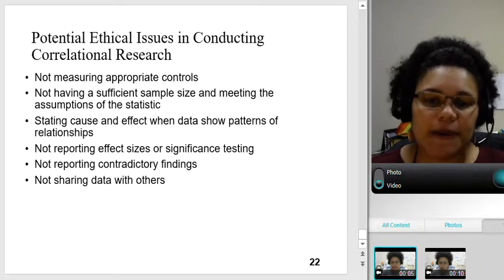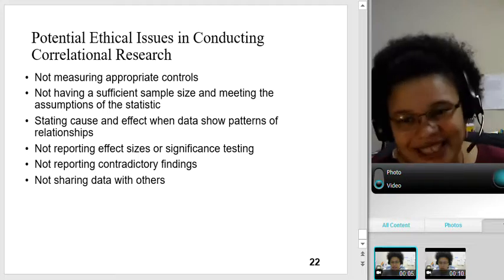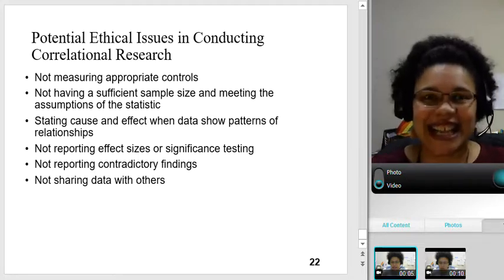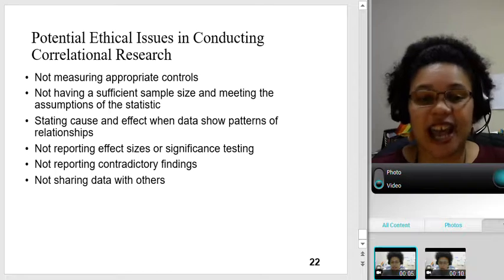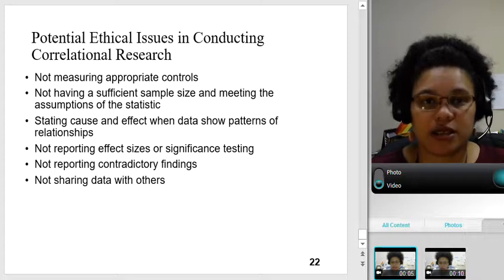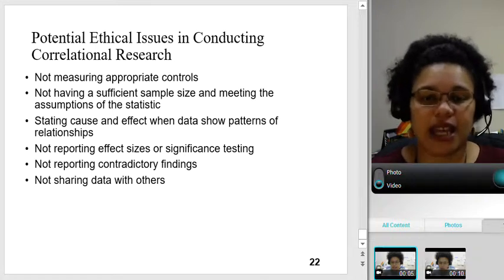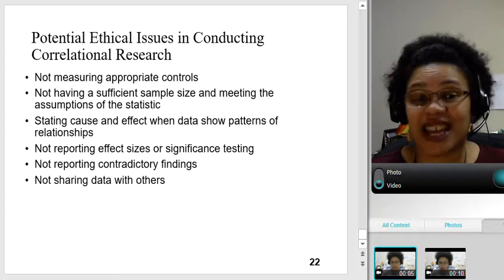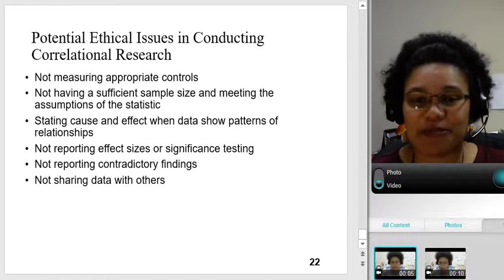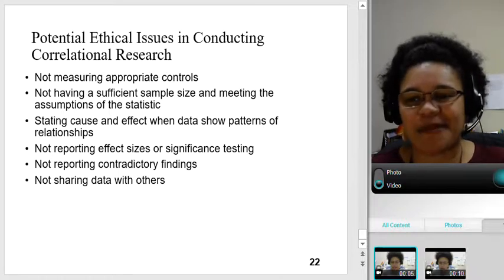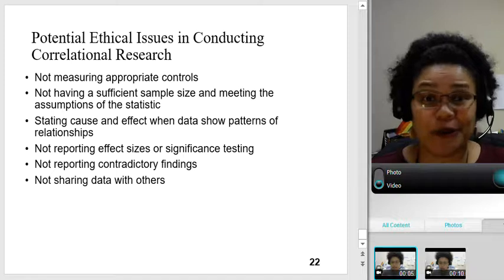And it becomes a real problem for any study when contradictory findings are left out. That's selective reporting. Also, one of the things that we want to be able to do is replicate another person's research. That way, we strengthen the knowledge base if studies can be replicated. And in order to do that, data has to be shared with others. So those are just some ethical issues that may come up, but hopefully won't.